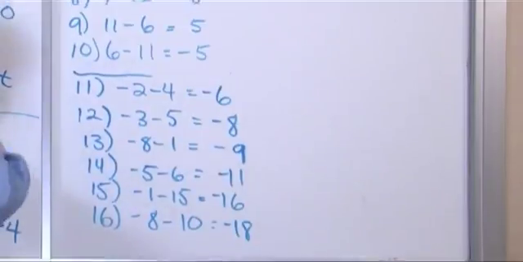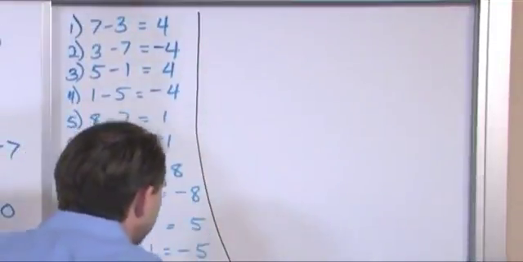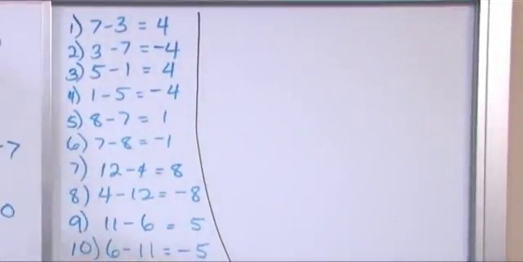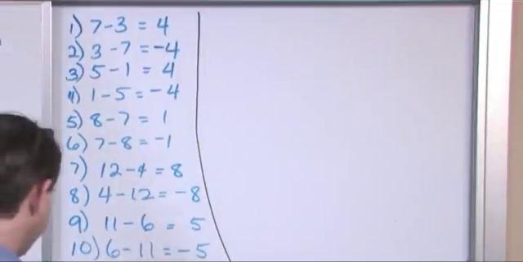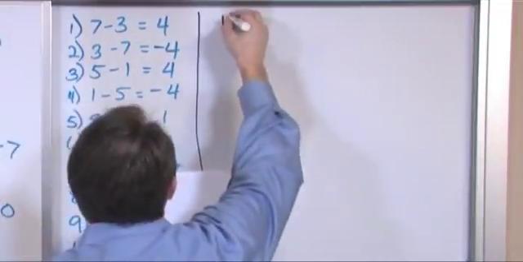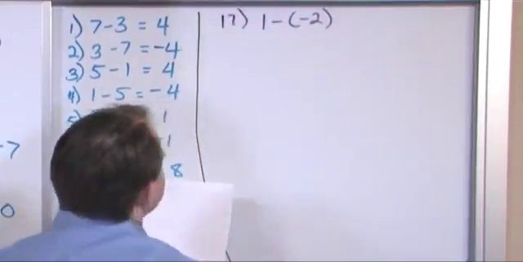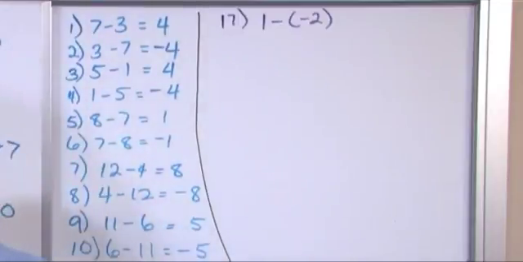So that's a good chunk of problems. Let's keep working some more. So let's go ahead and draw a little line here between them and switch colors just to liven the board up a little bit. What if we have, different case, for 17, what if we have 1 minus a negative 2? 1 minus a negative 2. See if I can use some different colors here to help us.